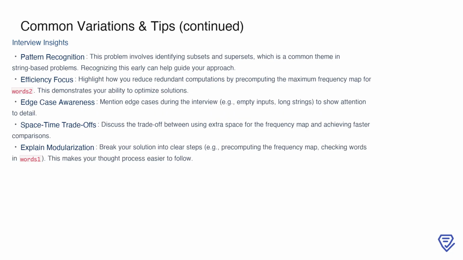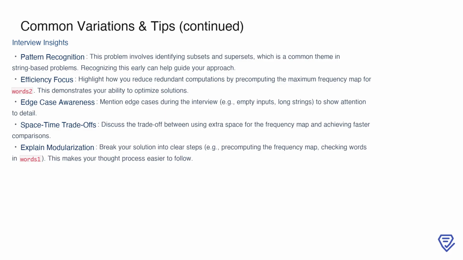This problem offers several insights that are valuable in an interview setting. First, it involves recognizing patterns of subsets and supersets, which is a theme commonly encountered in string-based problems. Identifying this early can help you structure your approach more effectively. Efficiency is also key to highlighting how you reduce redundant computations by pre-computing the maximum frequency map for words 2, which demonstrates optimization skills. Be sure to address edge cases explicitly, such as handling empty inputs or very long strings, as this shows careful consideration of problem constraints.